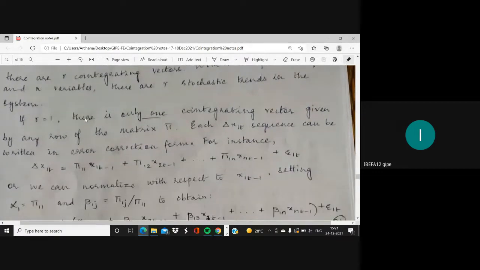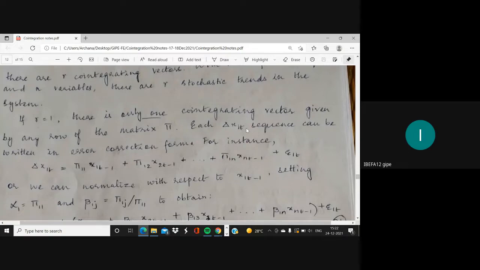So if r is equal to 1, if the rank of this pi matrix is equal to 1, then there is only one co-integrating vector, which is given by any row of the matrix pi. So we can use any row of the matrix pi for our work related to the Johansen test. We'll see exactly how in the next equation that we come across. If it's equal to 3, there are 3 co-integrating vectors and so on. But the number of co-integrating vectors has to be less than n over here. We don't want a full rank matrix.